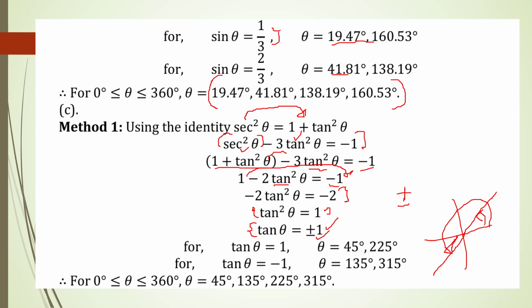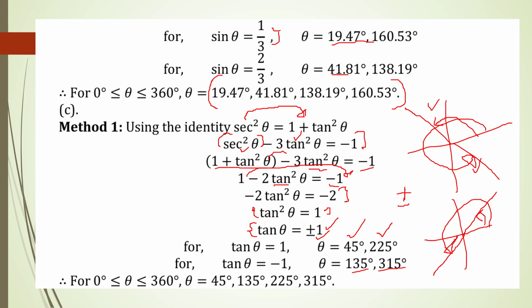I hope you remember how we got those angles from the previous video. I've already highlighted that. The first quadrant gives you 45 degrees, and the third quadrant gives you 225 degrees. Now for tan theta equals negative 1, you get the angles from regions where tan is negative, that's the second quadrant together with the fourth quadrant. The angle in the second quadrant is 135 degrees, and the angle in the fourth quadrant is 315 degrees.